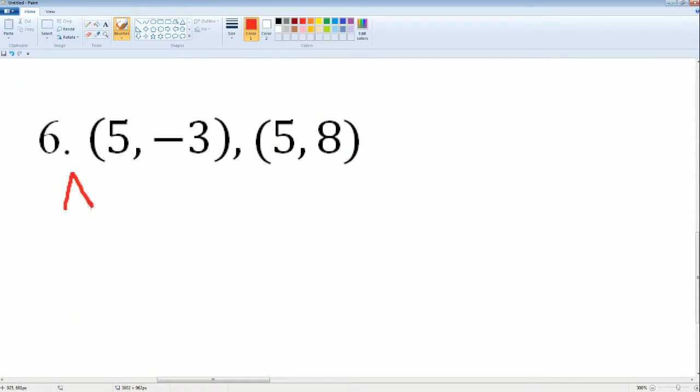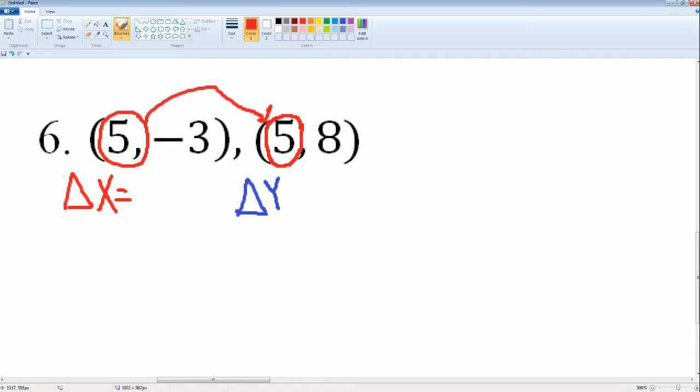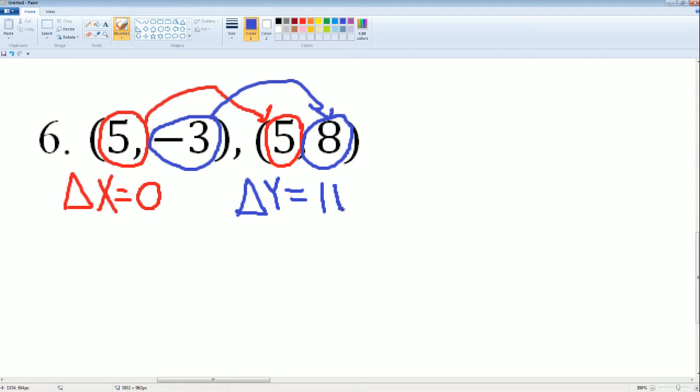Next one. Two points again. We need my delta x and a delta y. I'm going from 5 to 5. Looks like nothing is changing, so that is 0. Next, how am I going from -3 to 8? Looks like that is going up. That is going up by 8, 9, 10, 11. Going up by 11.